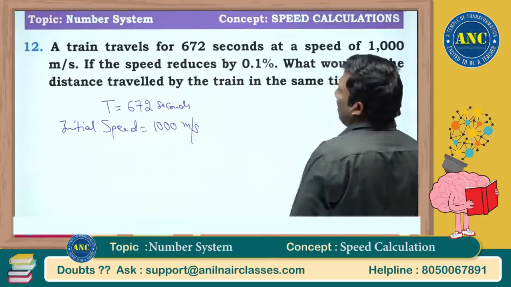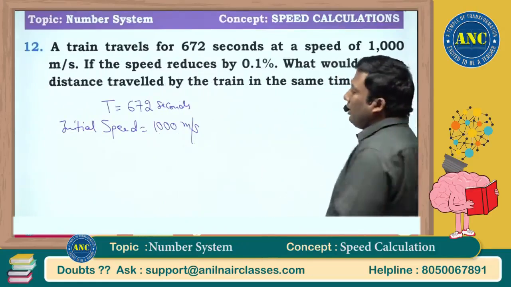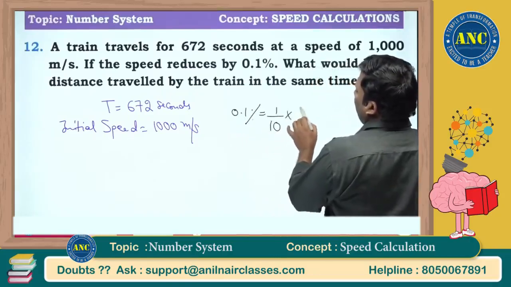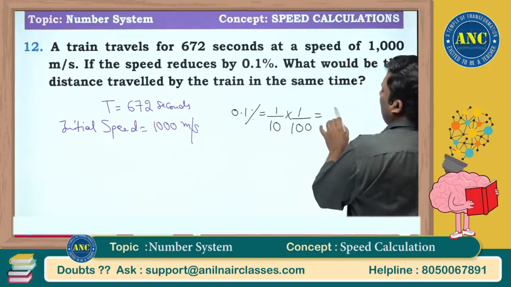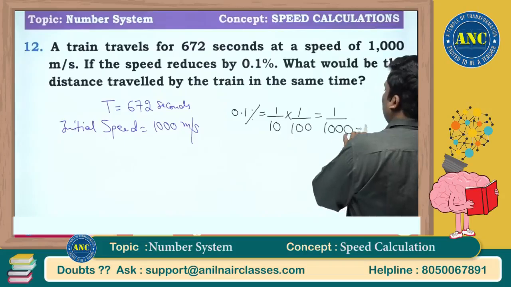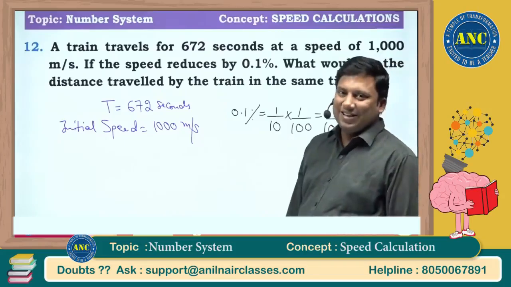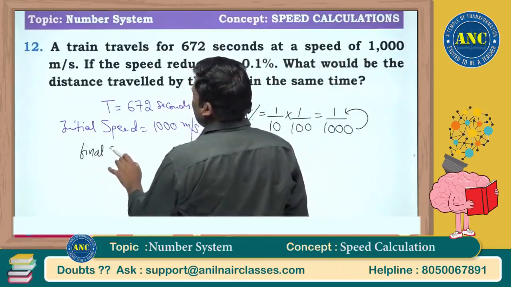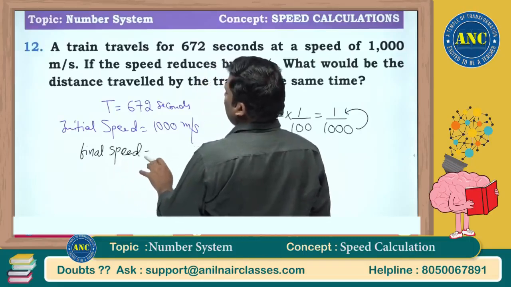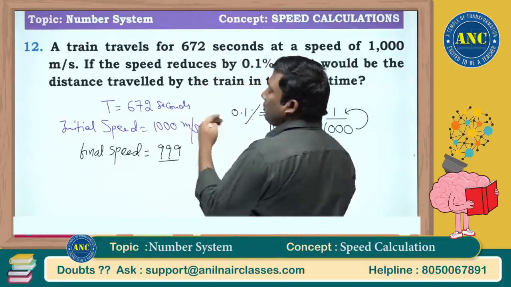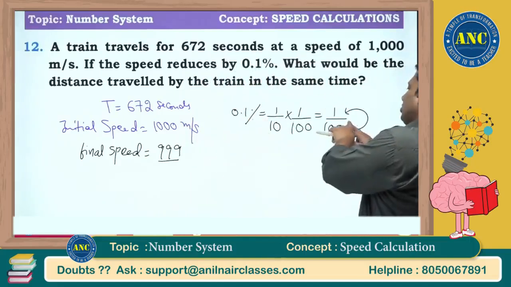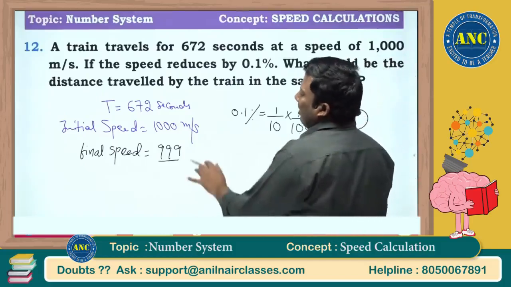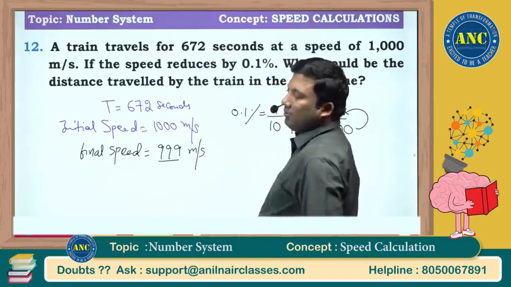If the speed reduces by 0.1 percentage, 0.1 is 1 by 10. Percent means for every 100, 1 by 100. It is 1 by 1000. On 1000, 1 decrease. So for every 1000 meter per second, it decreases by 1 meter per second. So final speed will be 999. Speed reduces by, actually it is 1000. It reduces by 1. So 1000 minus 1, 999.